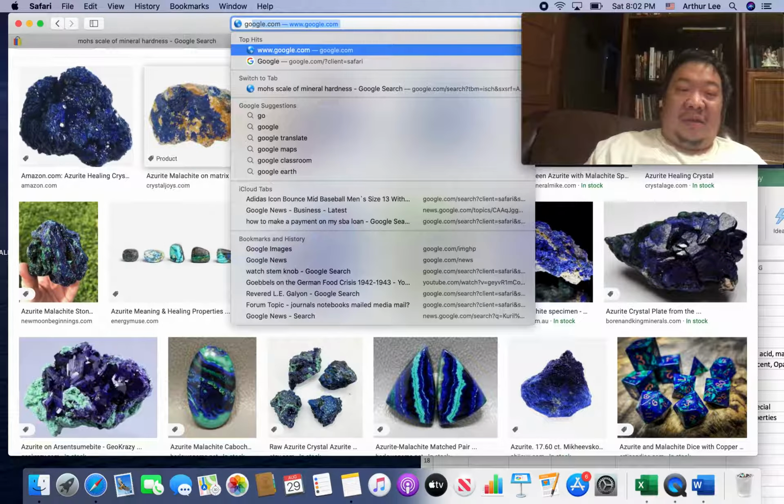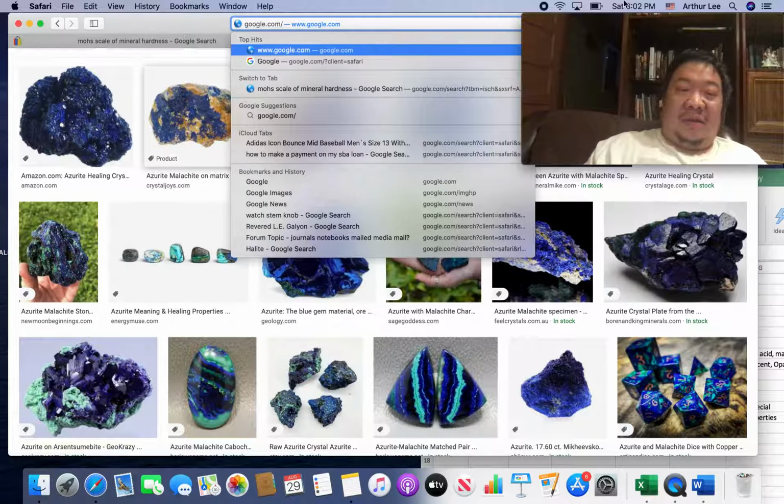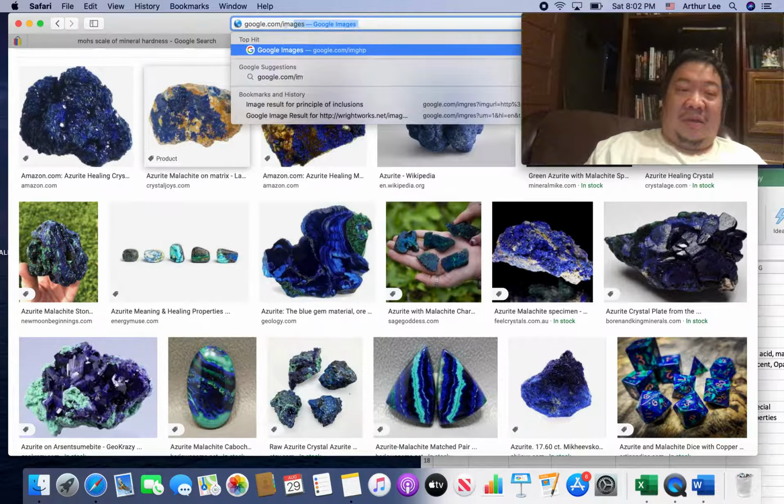Next mineral. Let me see. For some reason my face isn't showing up here. Oh well, it doesn't matter.